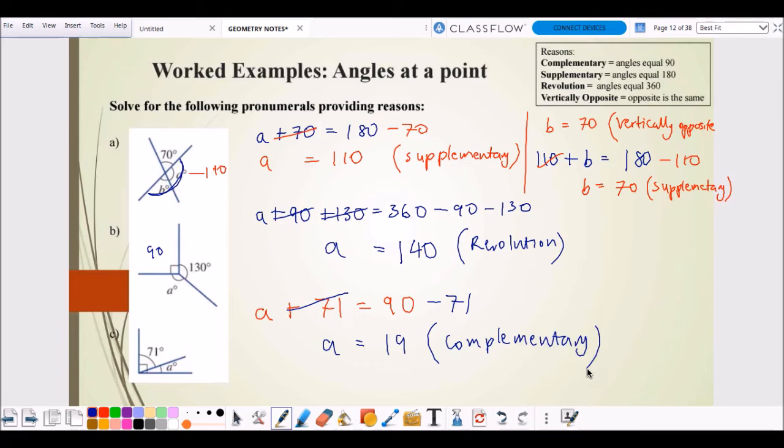Okay, so this is what you need to do when you have to give reasons for why certain angles are the way they are. You can't just give us an answer. Okay, these questions here will count for 2 marks. One for the answer, one for the reasoning. Okay, so you've got to make sure you have both when you do these questions.